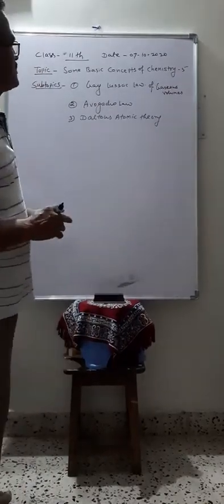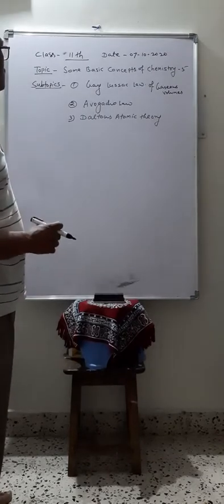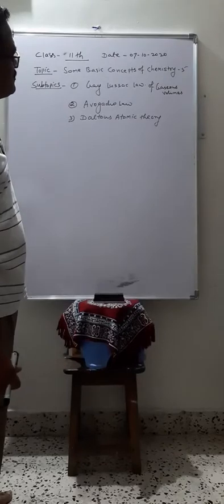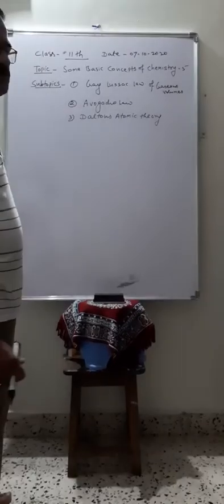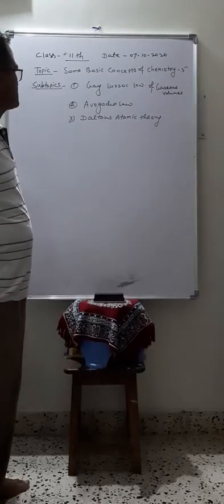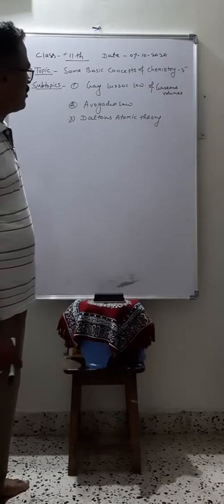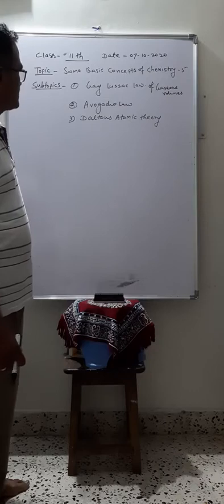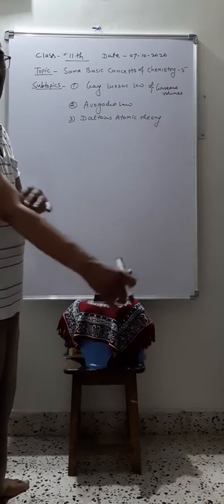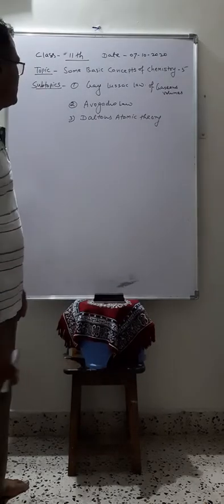So today is 7th October 2020. Our topic is some basic concepts of chemistry. This is fifth period, and today's subtopics are: first, Gay-Lussac's Law of gaseous volumes, second, Avogadro's Law, and third, Dalton's atomic theory. Now we study these subtopics one by one.